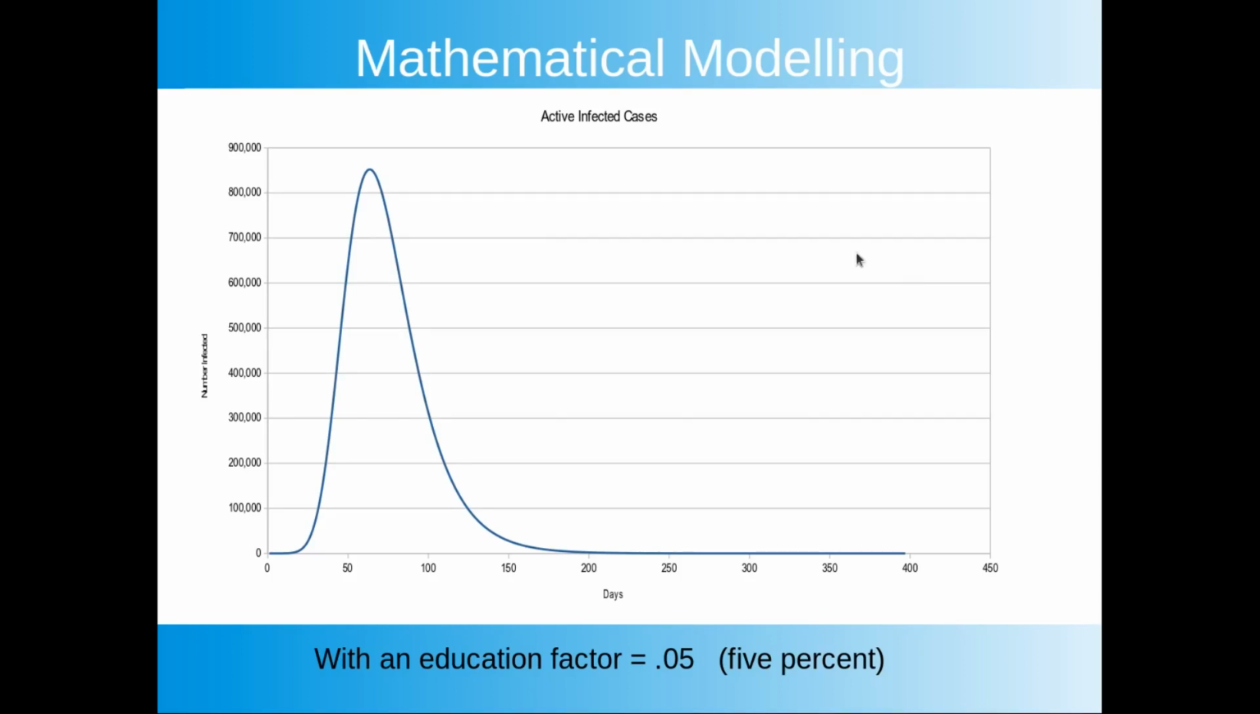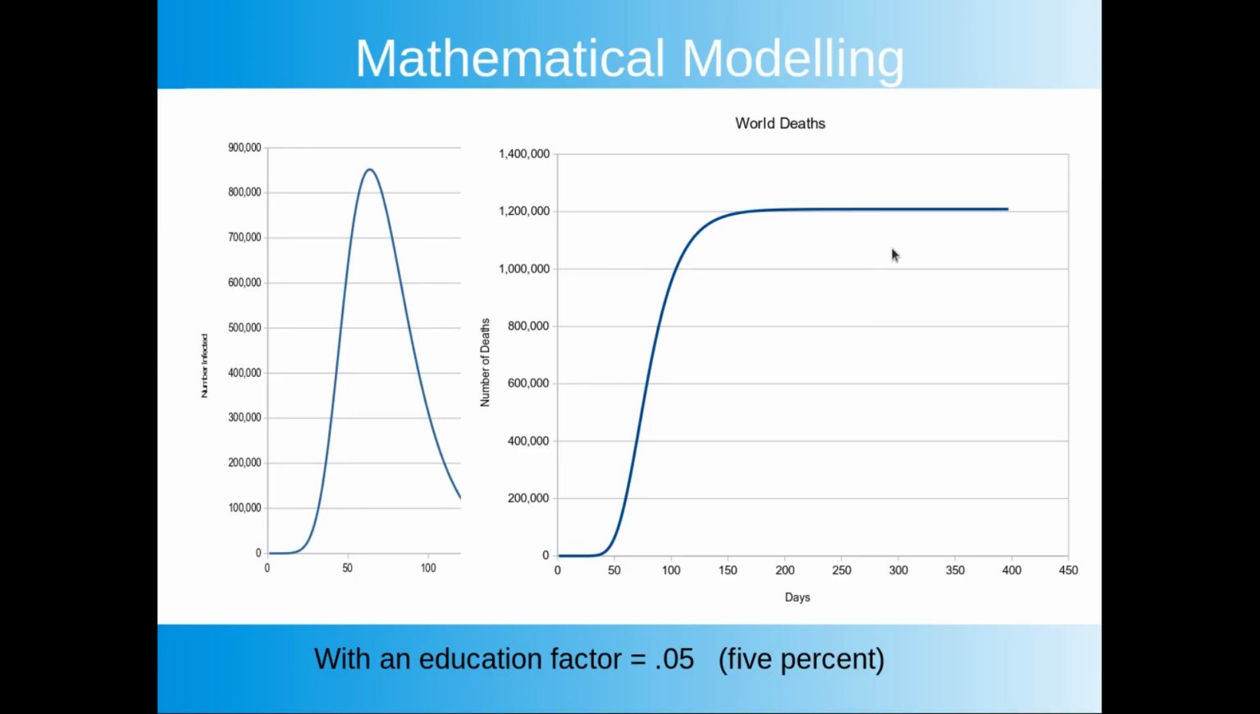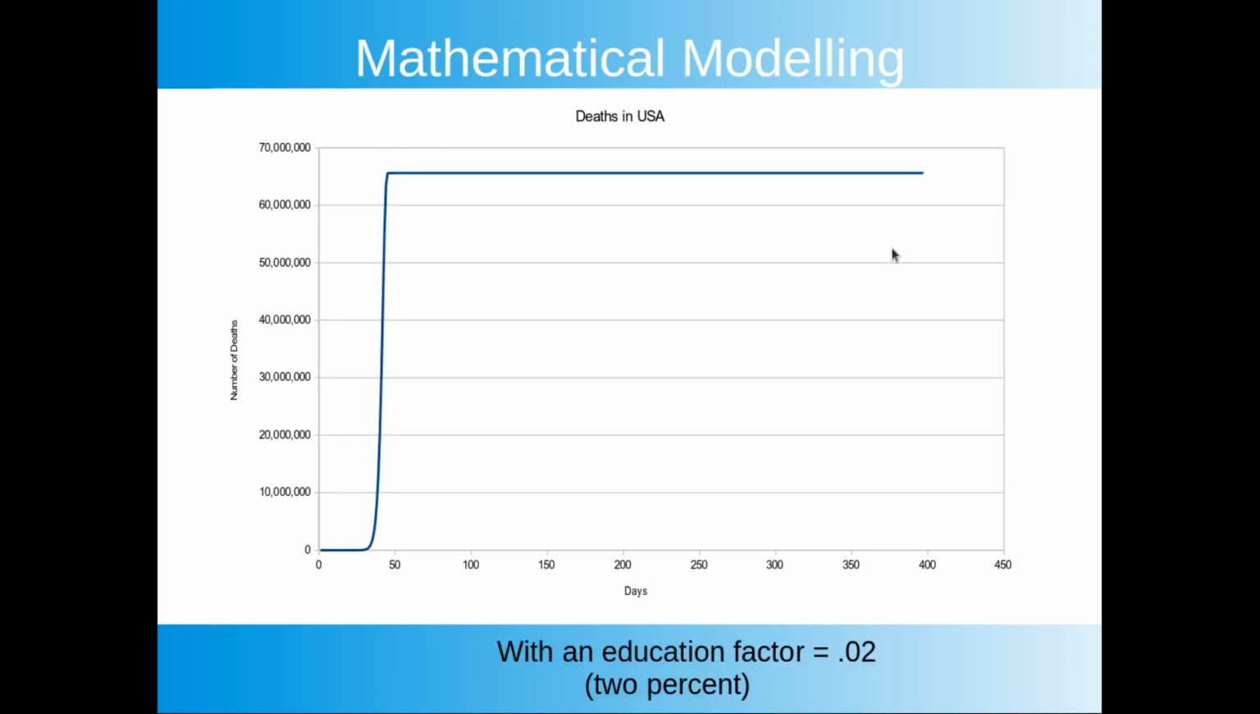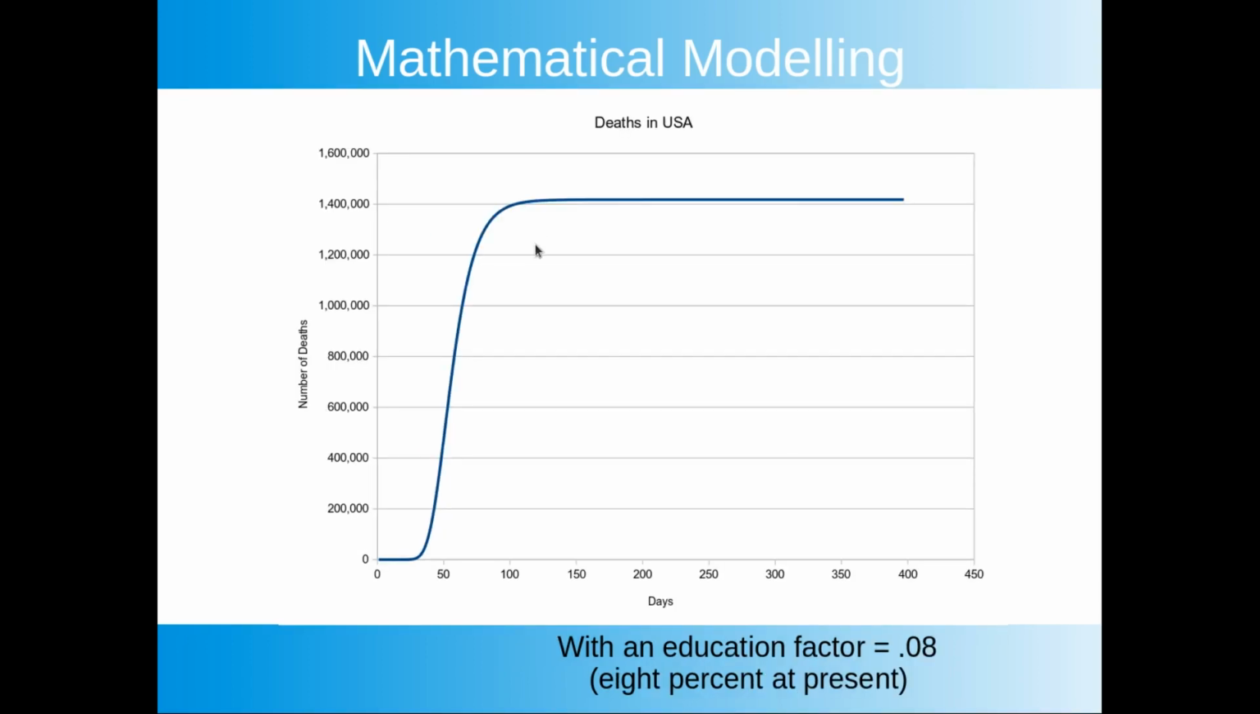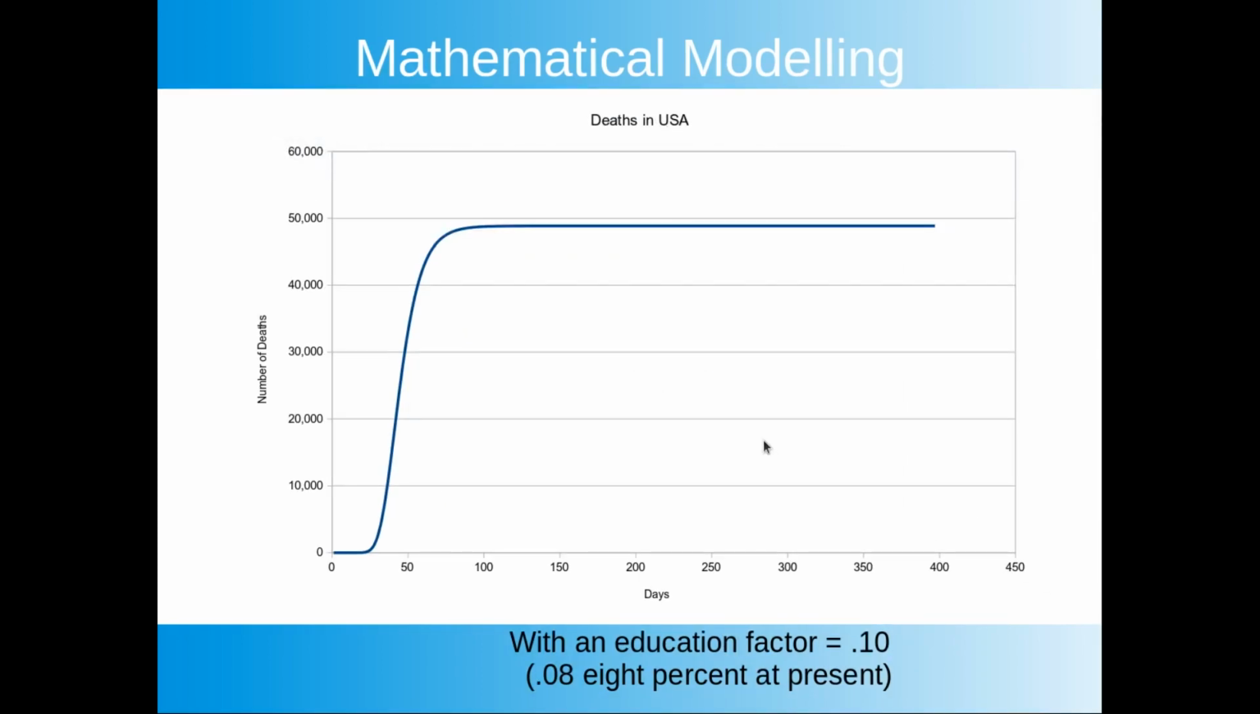At 5%, we would have over 800,000 deaths, with the number of world deaths being reduced down to 1.2 million people. In the United States of America, the education factor began at about 2%, and America could have been looking at 65 million deaths. With an education factor increased to 0.8, which is what is happening at present, America would be predicted to be having a number of deaths at about 1.4 million people. With an education factor increased nearly to 10%, the number of deaths in the USA would be reduced to 50,000.